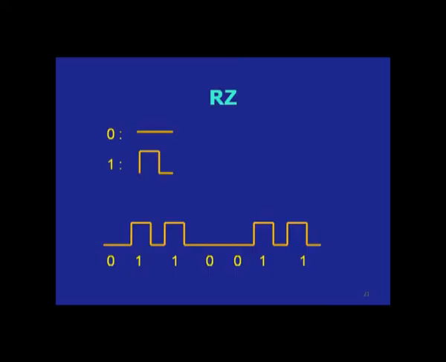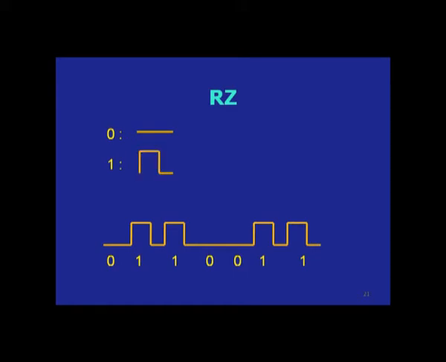Next, if you look at the return to 0 scheme, this is again a very simple encoding scheme. 0 is transmitted as a 0 level signal, 1 is transmitted as a high level signal, but it returns to 0. This is what gives it the name return to 0. Now you can see how this was different from the NRZ scheme, where a 1 would remain at a high level itself. It would not return to 0.